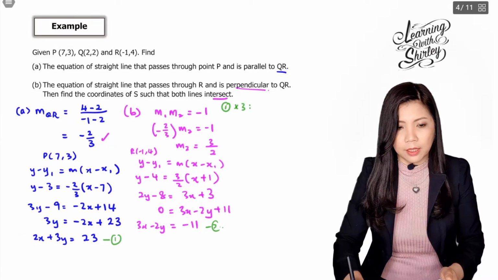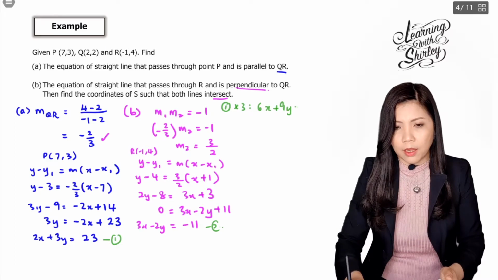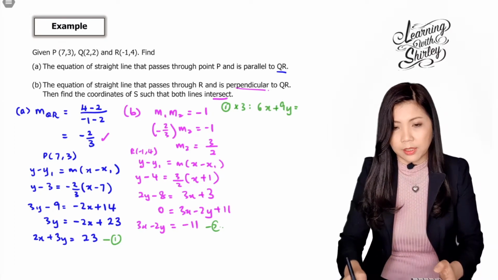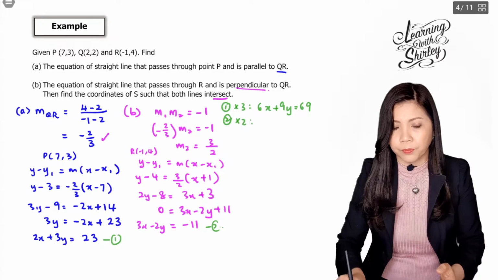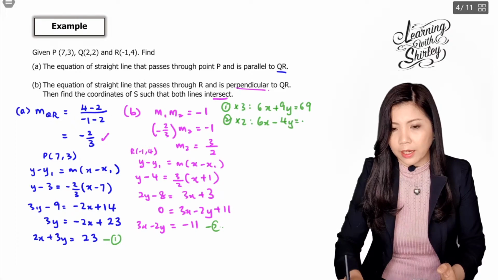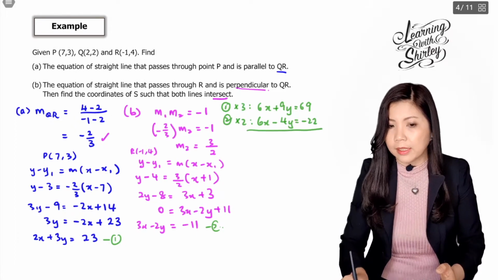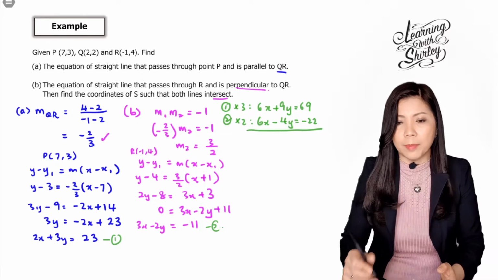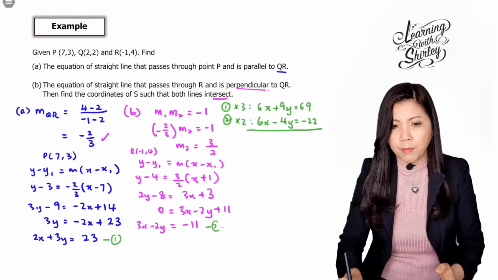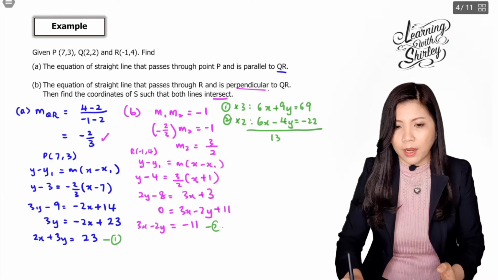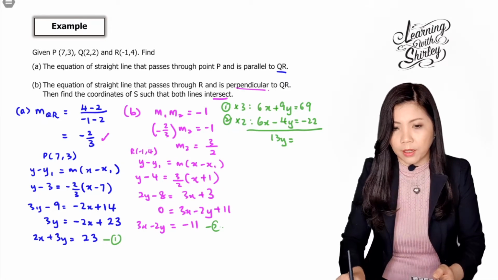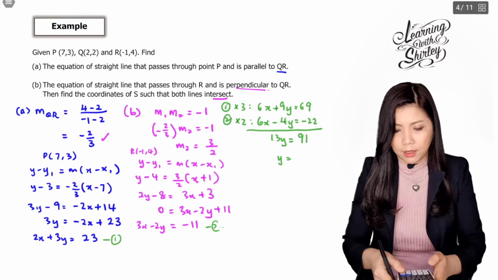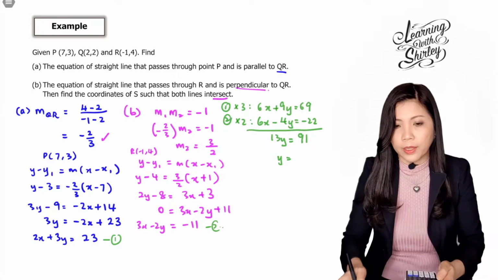So I'll get 6x plus 9y equals, 23 times 3 is 69. Then for equation 2, I times 2, so it will be 6x minus 4y equals negative 22. Then I subtract, so 6x minus 6x is eliminated, and 9y minus negative 4y becomes 13y. Then 69 plus 22 gives 91. So y will be 91 divided by 13, which is 7.